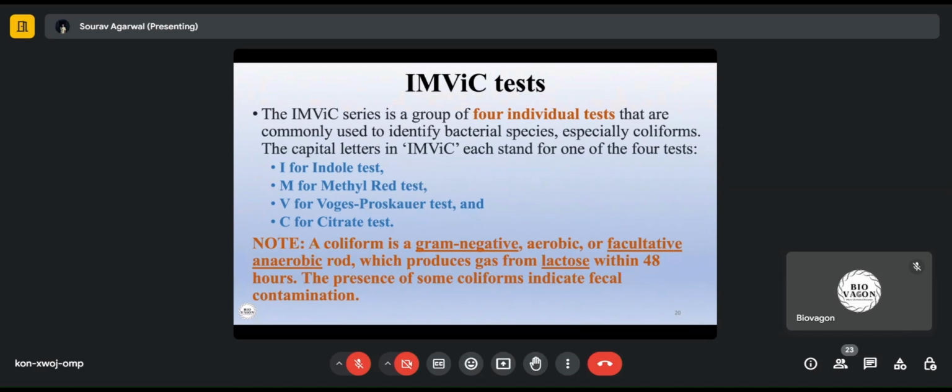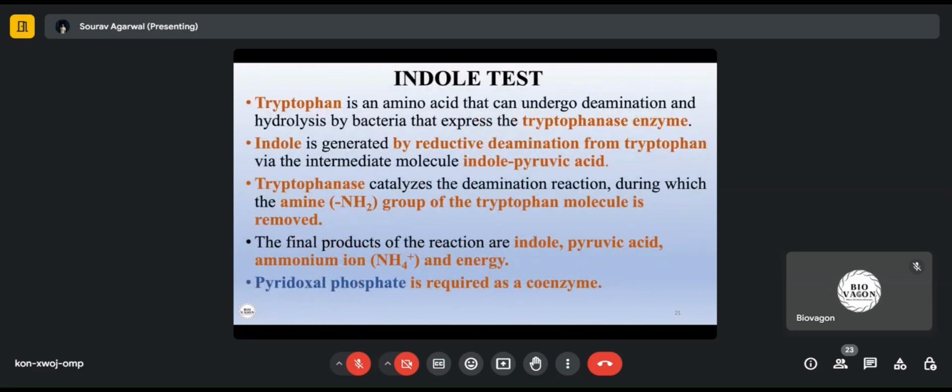A coliform, as it is written, is a gram-negative aerobic or facultative anaerobic rod which produces gas from lactose within 48 hours. This is the definition of coliform bacteria. These IMViC tests are designed so that you will be able to differentiate between different Enterobacteriaceae and coliform bacteria. So the first one is the Indole test.